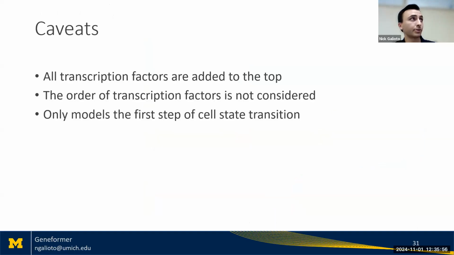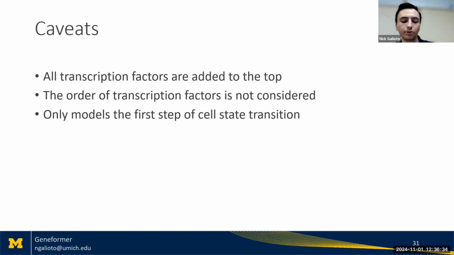And there's a few caveats I want to throw out before getting into the results. So all transcription factors are added to the top. This doesn't take into account that the transcription factor might not be the most highly expressed gene when you actually do the experiment. It doesn't take into account the order of transcription factors. We're not going to try doing 1, 2, 3 and 2, 1, 3 and so on and so forth, just because that really grows the search space very quickly. And then this only models the first step of the cell state transition.